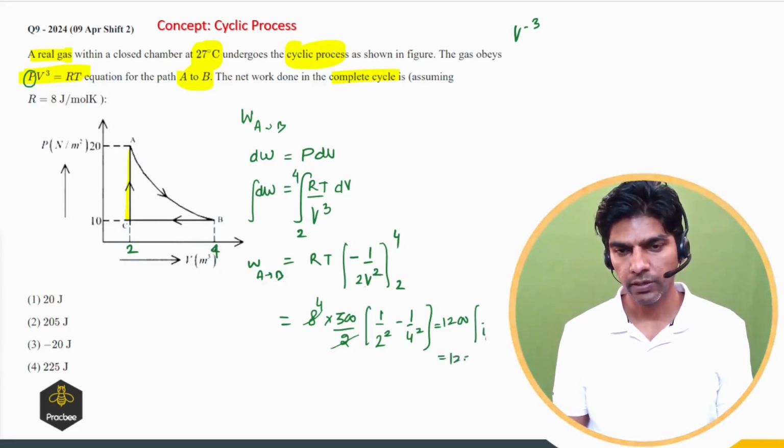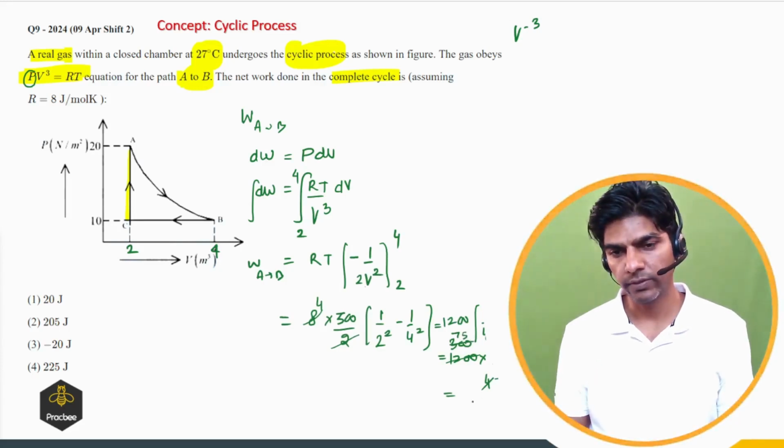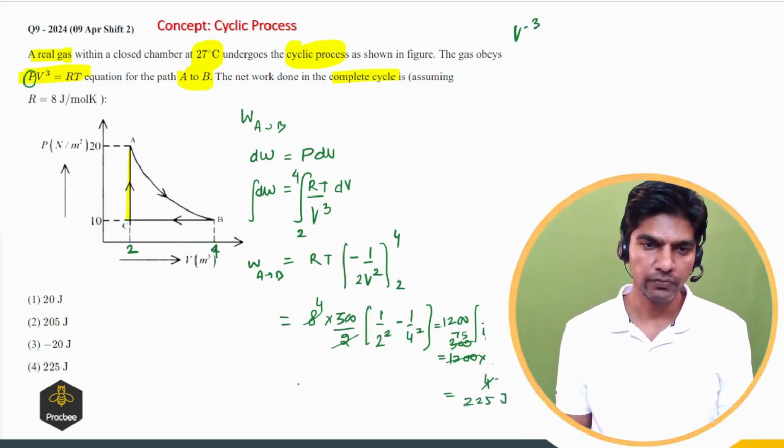So it will be 1200 times 3 divided by 16, and it will be 4, 300, and this comes out to be 75. So 75 times 3 is 225 joules. So work done from A to B is 225 joules.